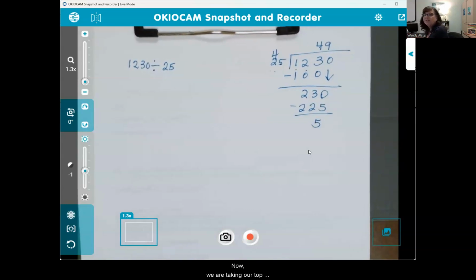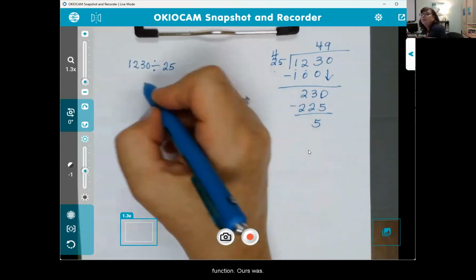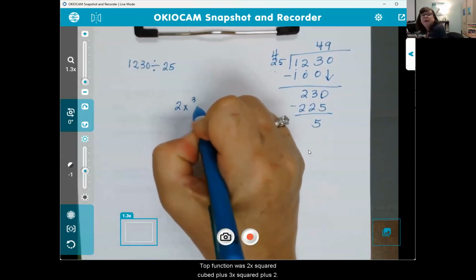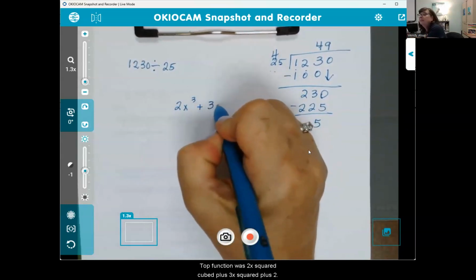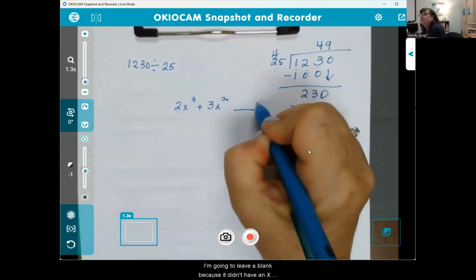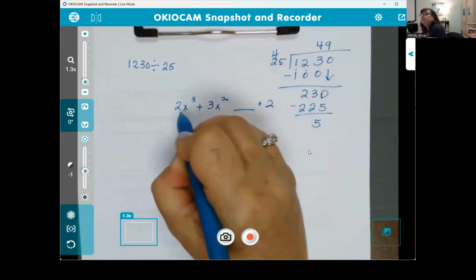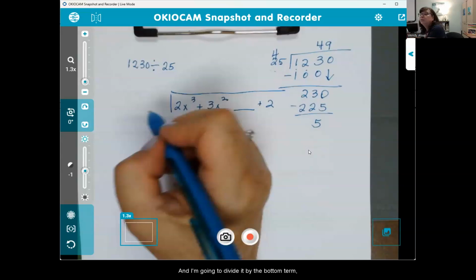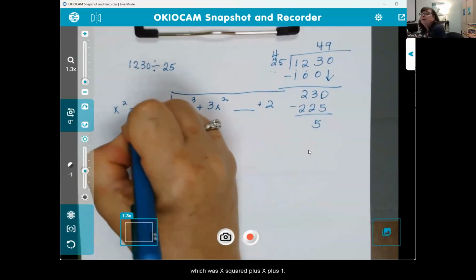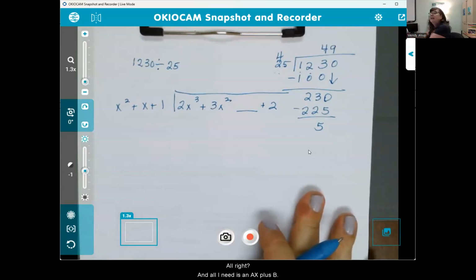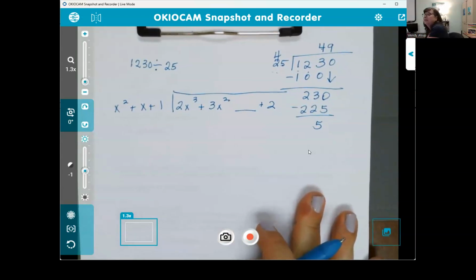Now, we are taking our top function. Our top function was 2x cubed plus 3x squared plus 2. I'm going to leave a blank because it didn't have an x term, so plus 2. And I'm going to divide it by the bottom term, which was x squared plus x plus 1. All right, and all I need is an ax plus b. Let me show you what I mean.